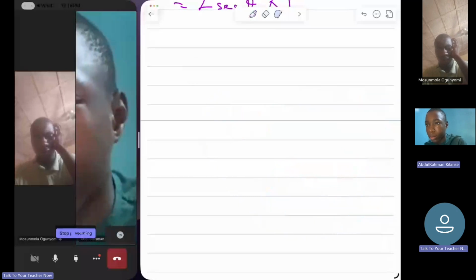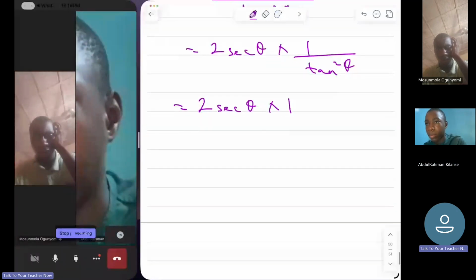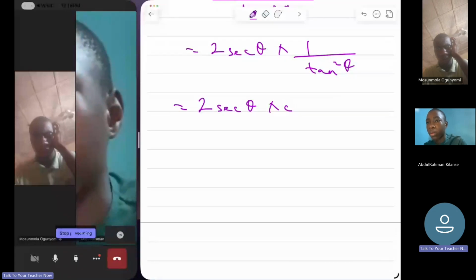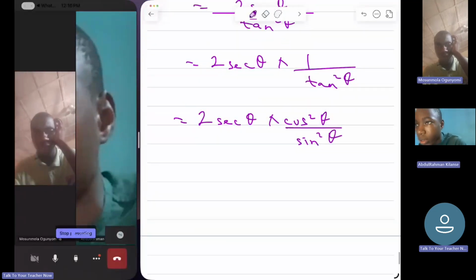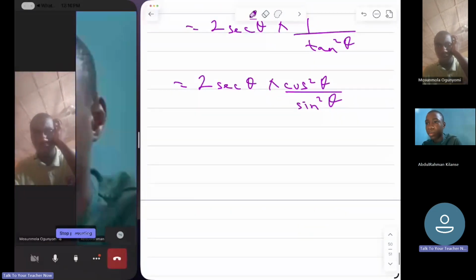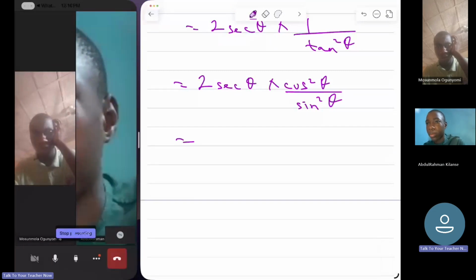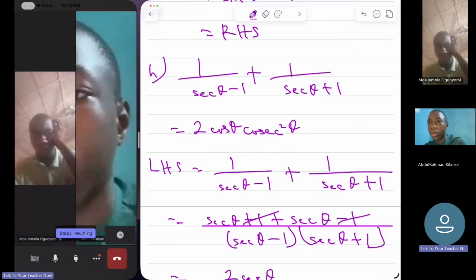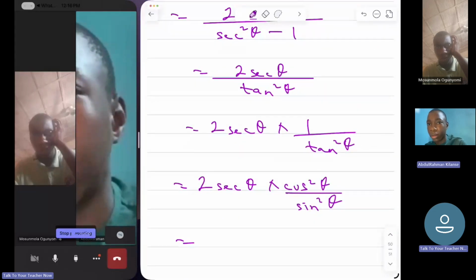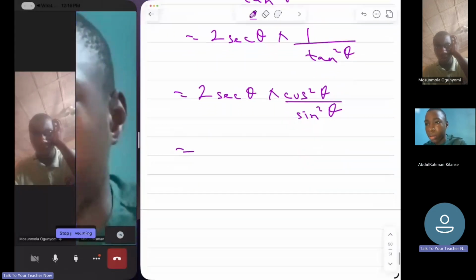So that means 1 over tan square theta is the same as what? Cos square theta over sin square theta. Yes, sir. Exactly. Now, what does that mean? Don't forget, they said we should show that it is equal to 2 cos theta cosec squared theta. Exactly. So what do we do?